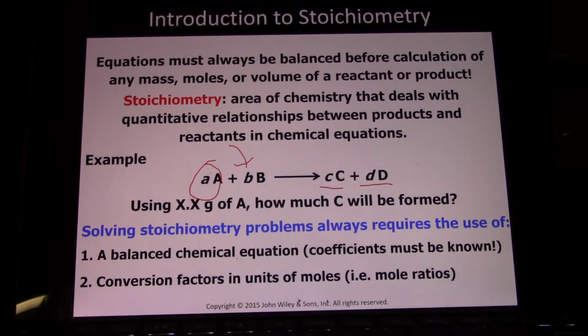It's absolutely essential that the chemical equation is balanced, because if the coefficients are not correct, the stoichiometric ratios you get from them will not be correct, and therefore everything will be wrong. So always double check that your chemical equation has been balanced before you apply stoichiometry.